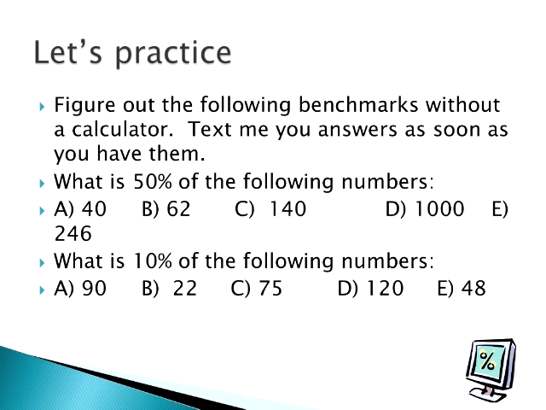All right, so 50% of the following numbers, when you were doing your homework, it should be half of the number. We recall that 50% is 50 out of 100, or 0.5, and so there's different ways of figuring this out, but in our head, to do that mental math, it's just half of the number. So A would be 20, B would be 31, C would be 70, D would be 500, and E would be 123. So who can tell me what the rule was for calculating 10% of a number? Who can remember?